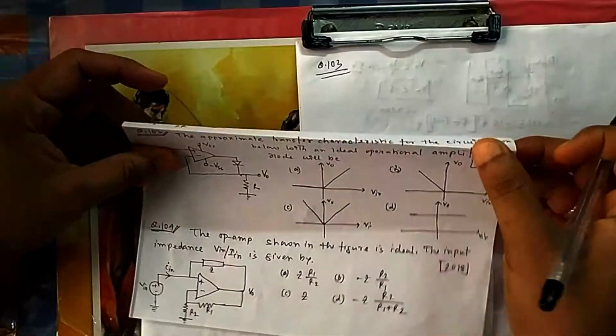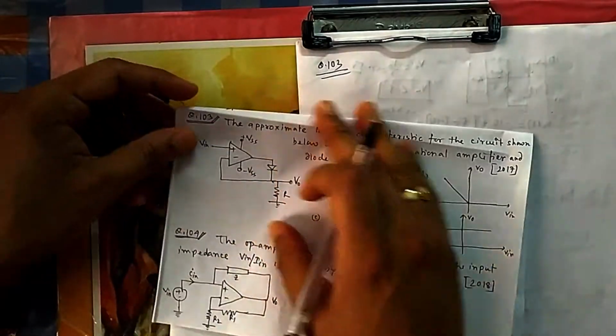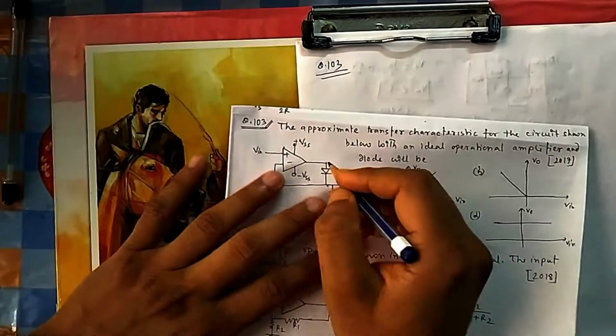Yes. What is the approximate transfer function for the circuit shown below, of an ideal op-amp with the diode? This type of circuit we have already done. First we will remove the diode. First you remove the diode.